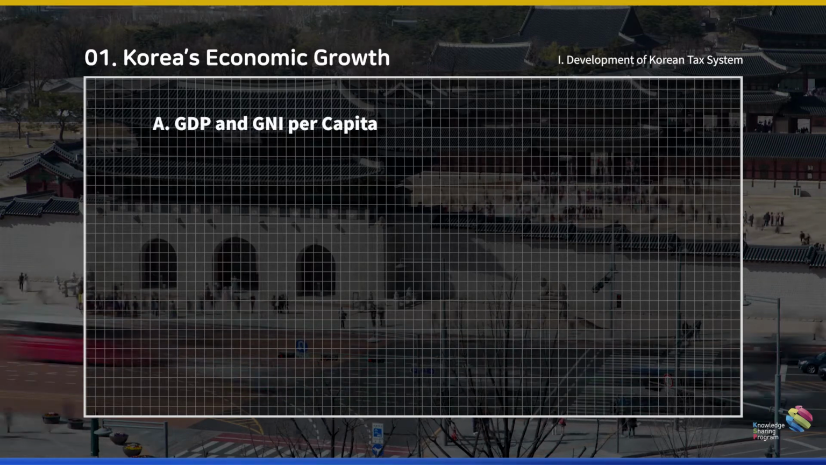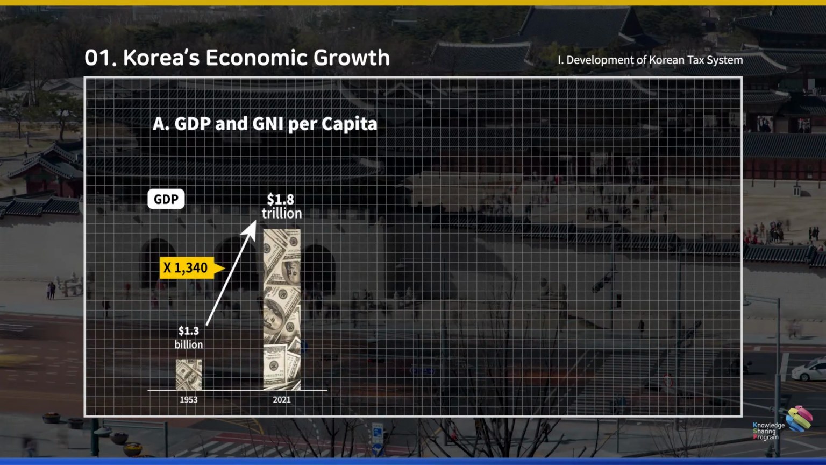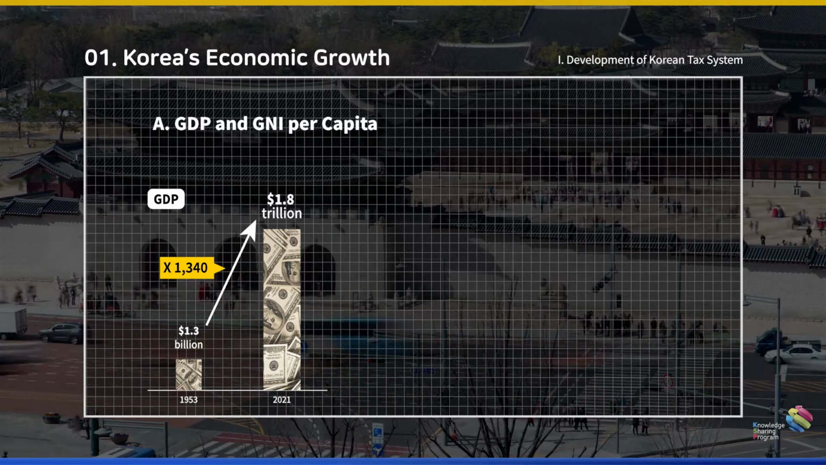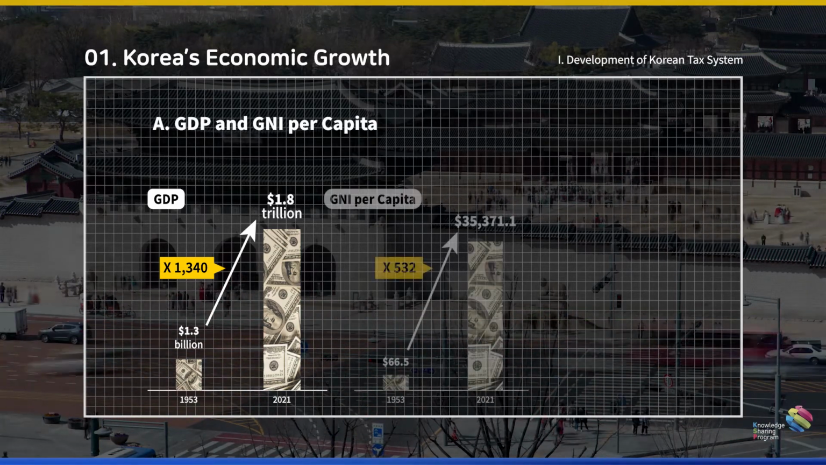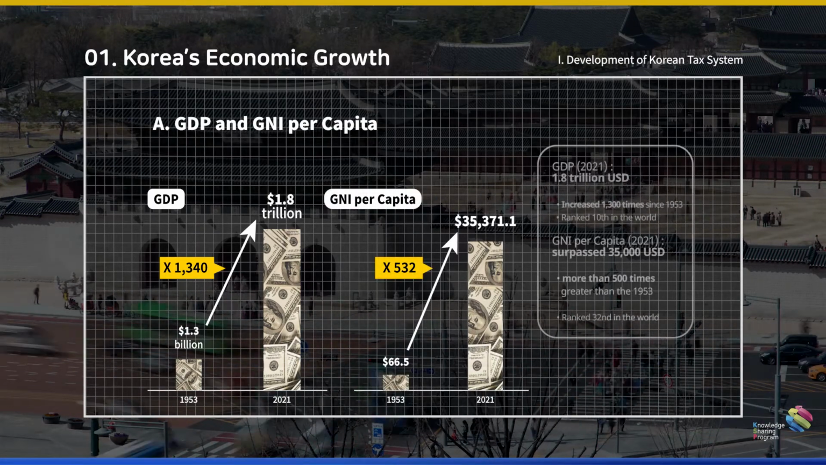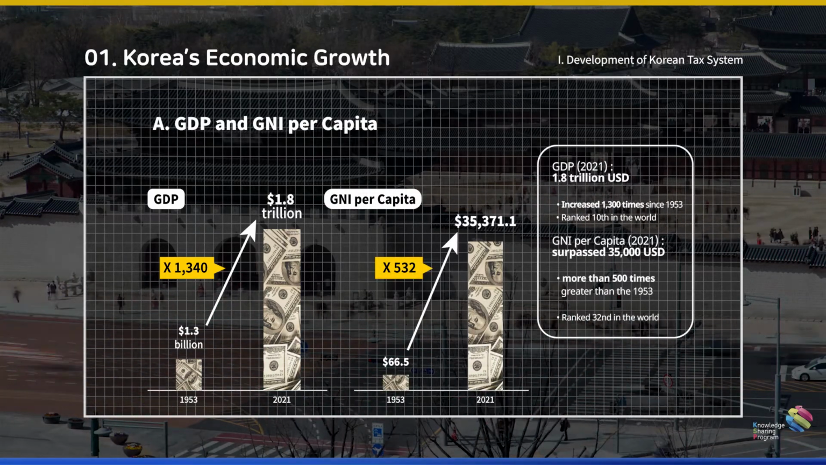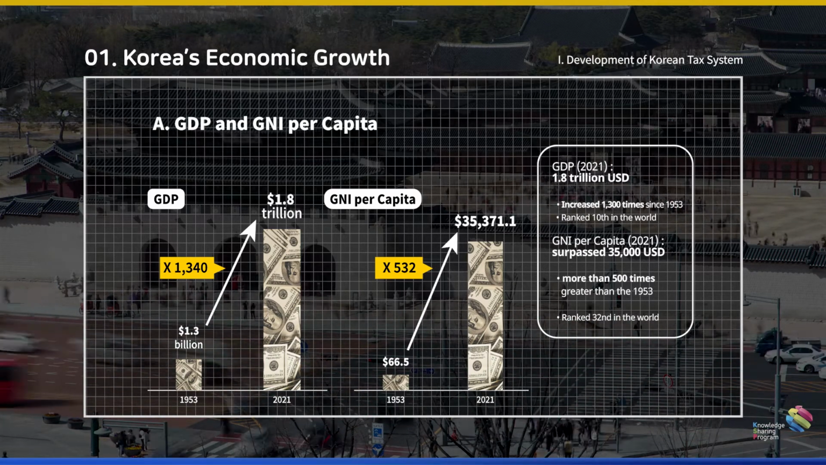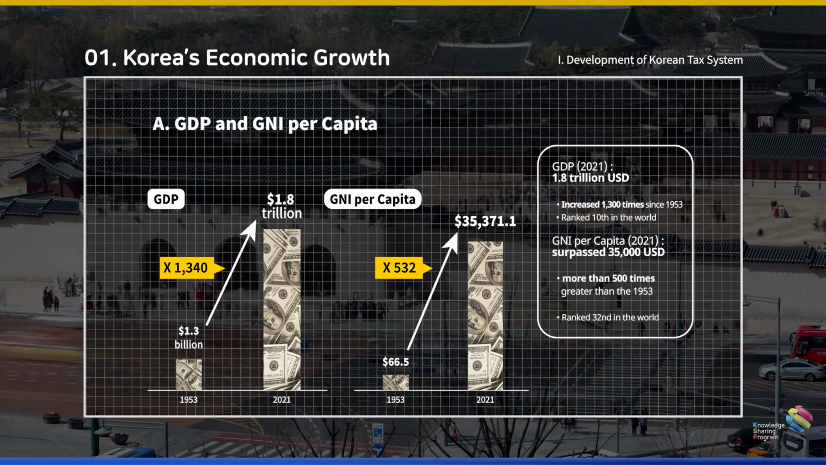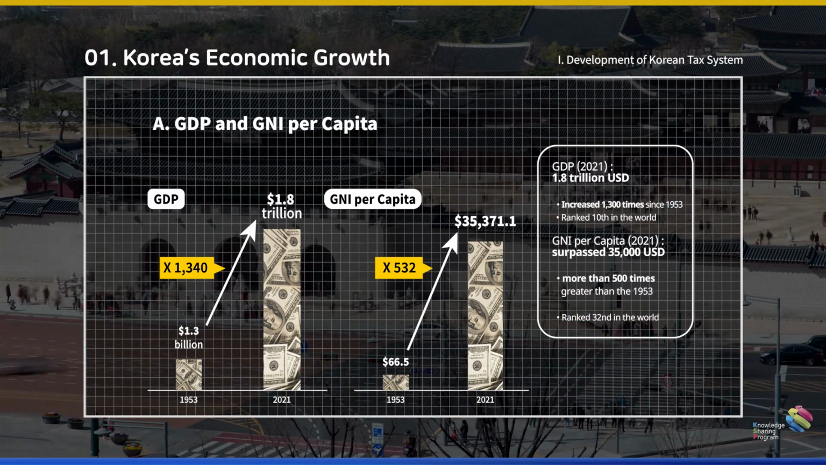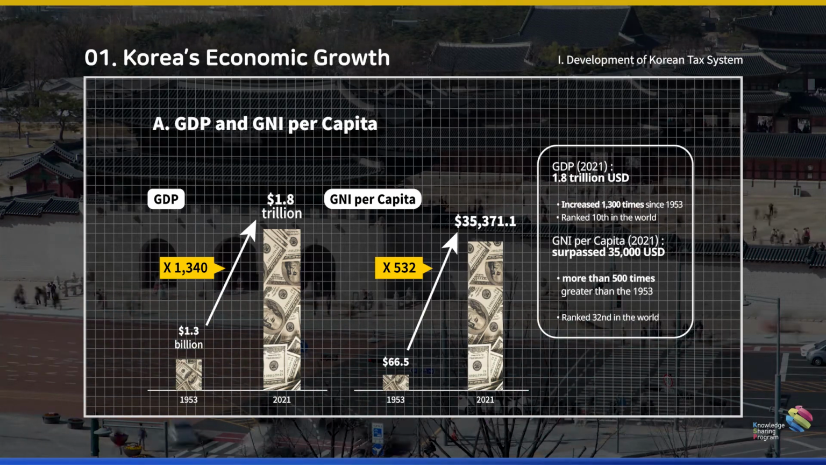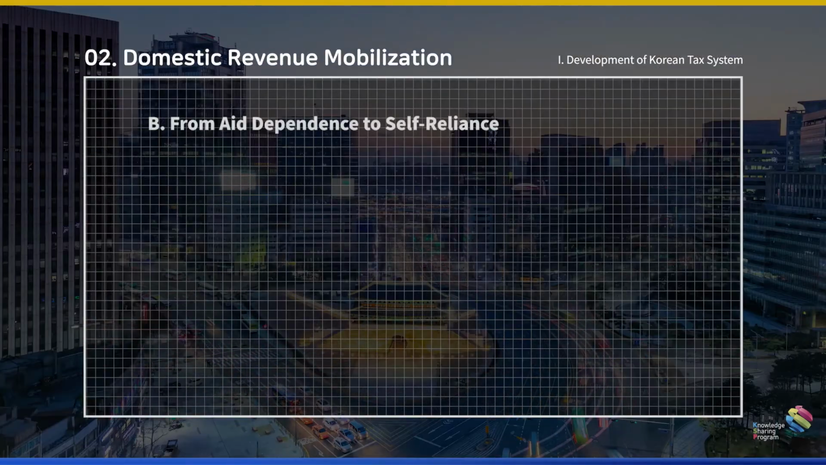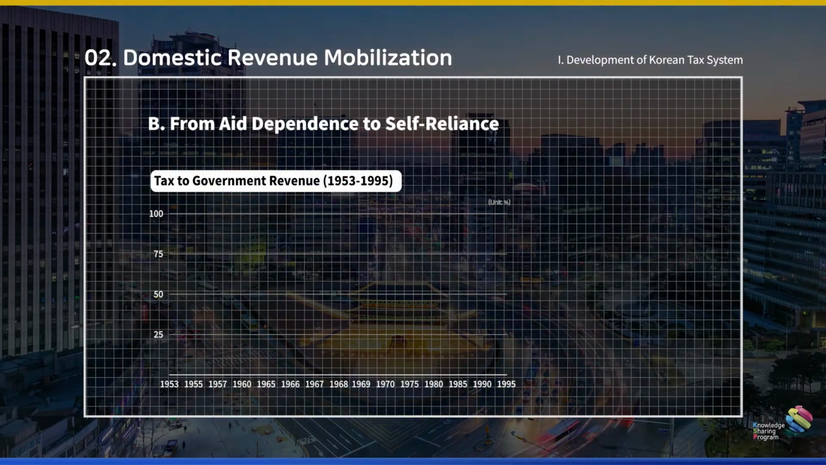South Korea's GDP in 2021 was $1.8 trillion, which is more than 1,300 times larger compared to its GDP in 1953. Moreover, the GNI per capita in 2021 surpassed $35,000, which is more than 500 times greater than the figure in 1953. This figure signifies that South Korea has attained the commonly acknowledged barometer of advanced nation status by achieving GNI per capita of more than $30,000. South Korea's economy shifted from aid dependence to fiscal self-reliance.